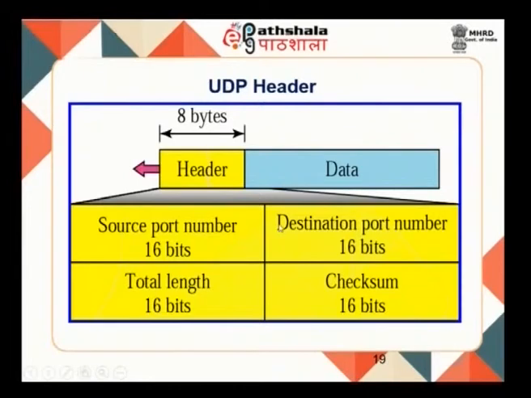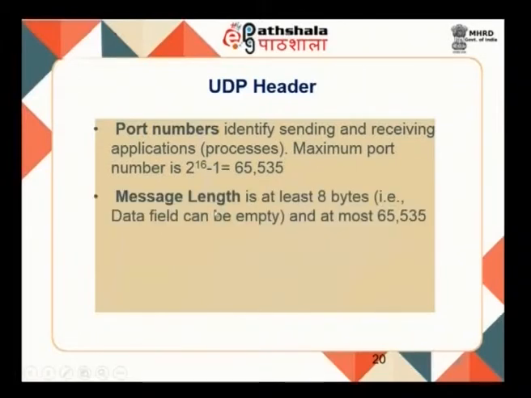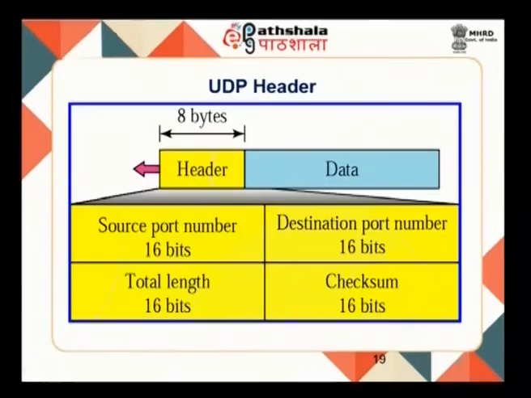The total message length can be at least 8 bytes, which means that the data field can be empty. The message length is at least 8 bytes, which means I could have just a UDP header sent with no data at all. That is also a valid UDP packet, and at most it could be 65,535. As you can see, the total length of the packet is 16 bits.